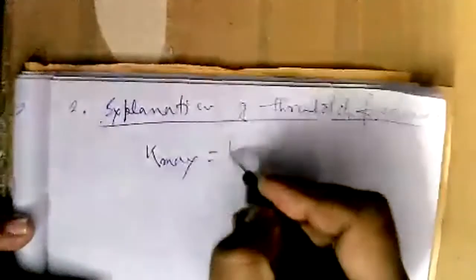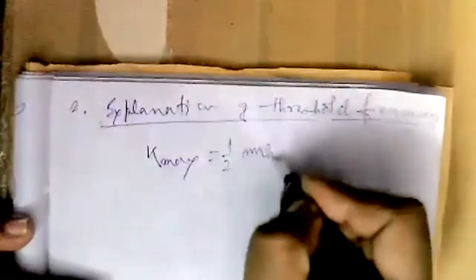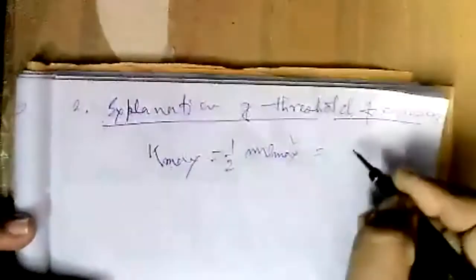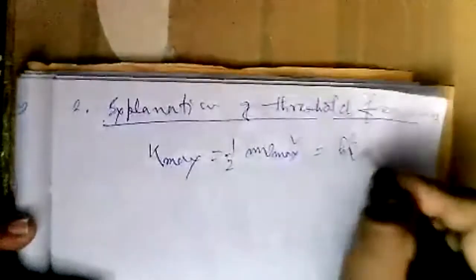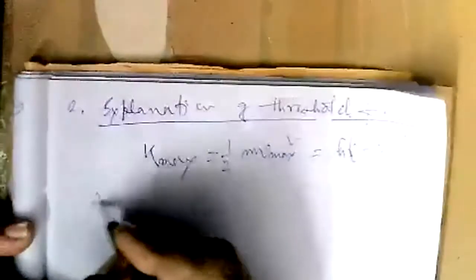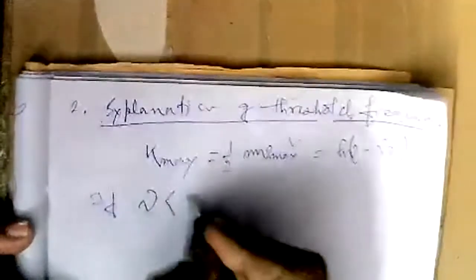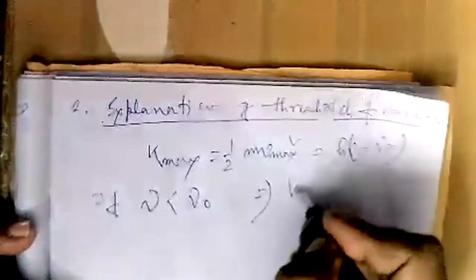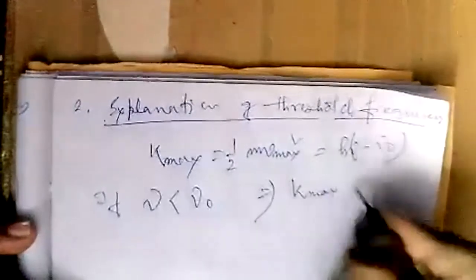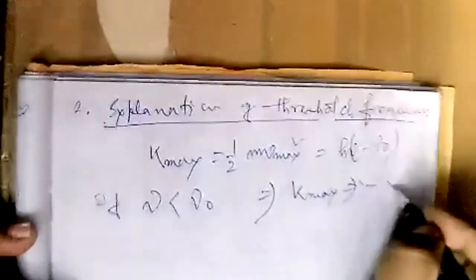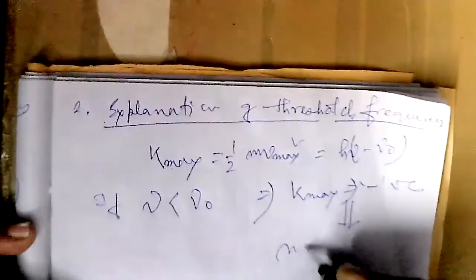Now, according to Einstein theory, Kmax equals half m v max square equals h times (nu minus nu naught). Now, if nu is less than nu naught, then Kmax is negative, not possible.